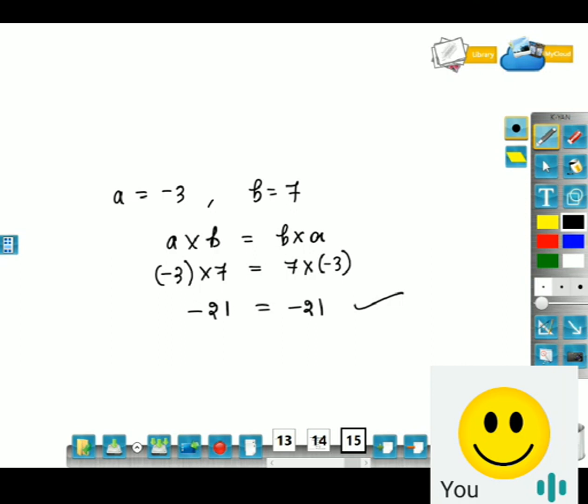After commutative property, what is the next property? Okay, Pratik Chavan has commented. The next property is associative property.